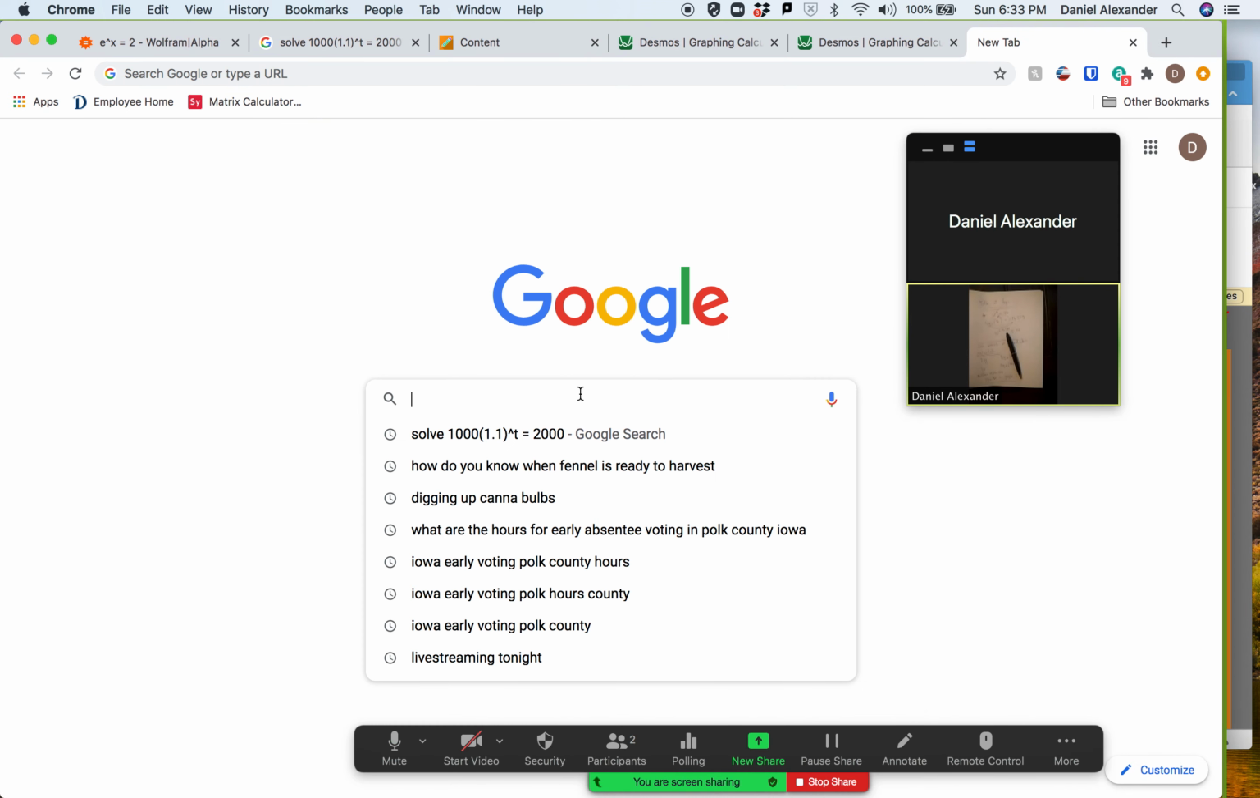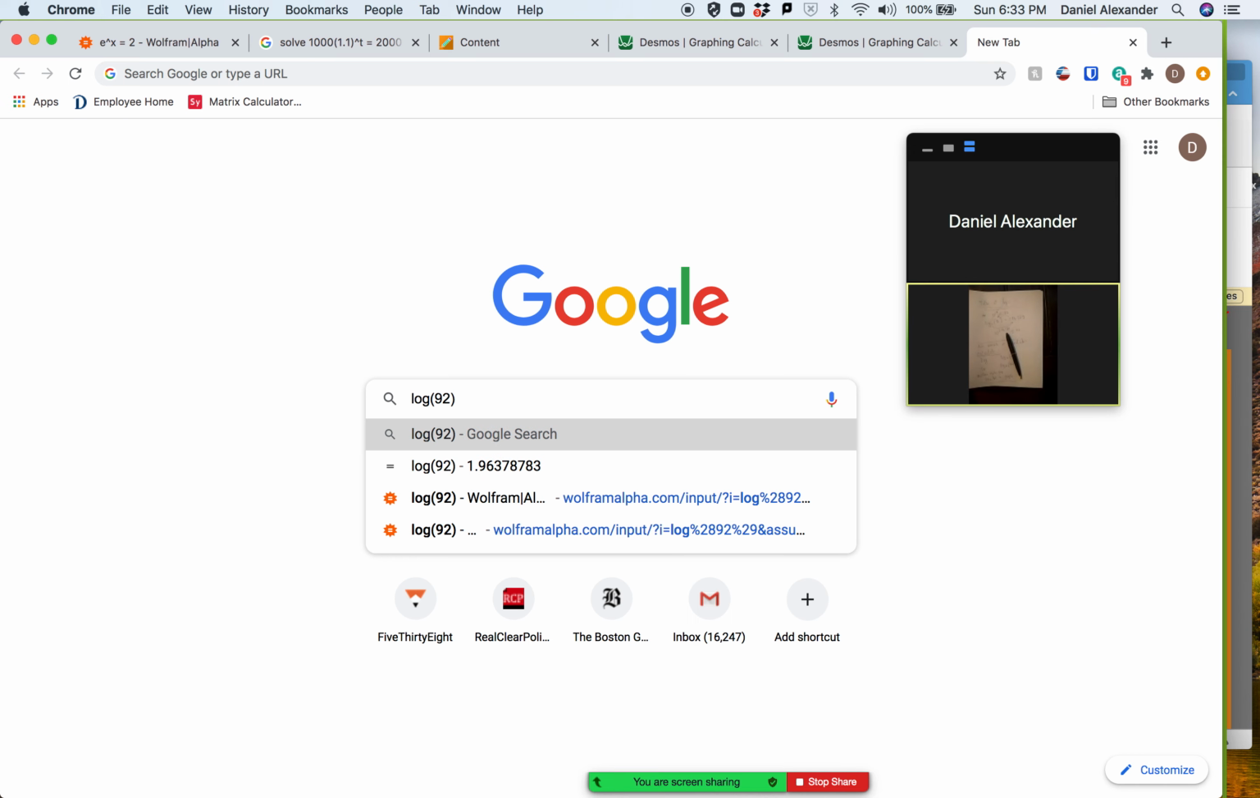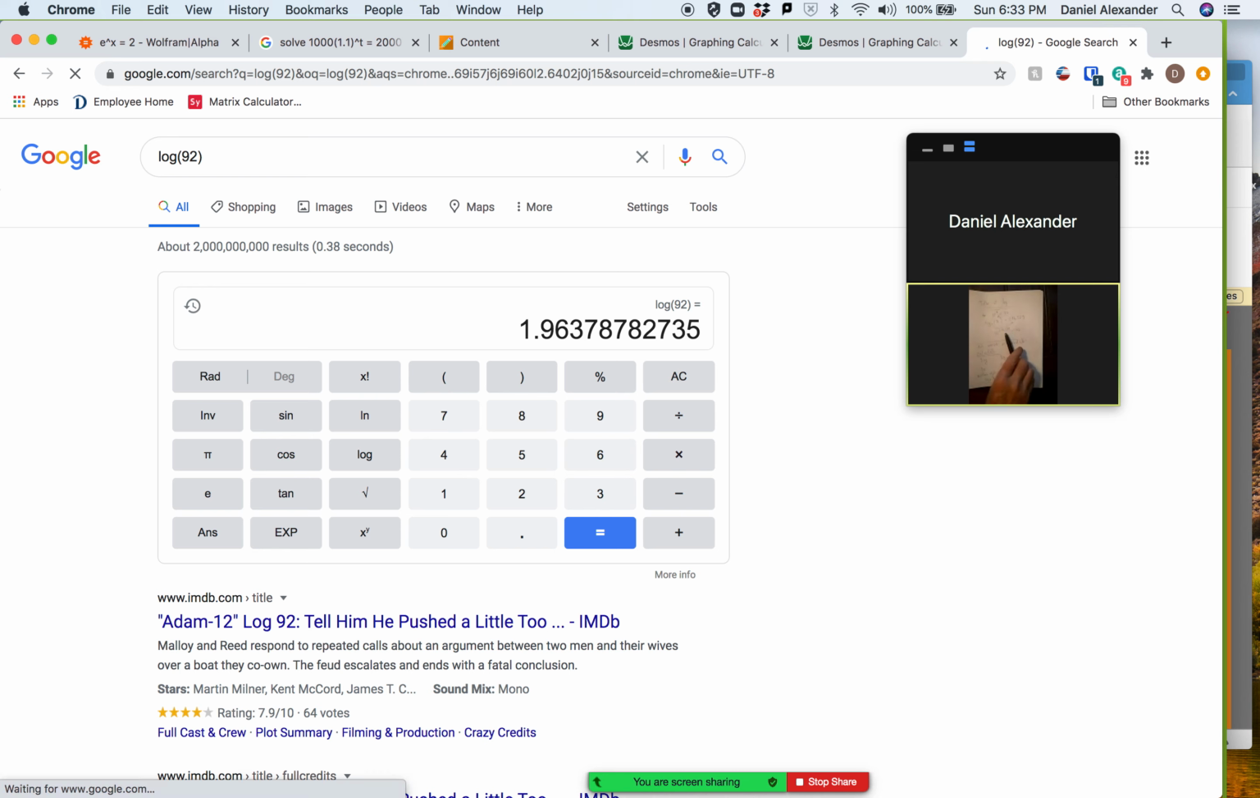Okay, so I'm going to go log 92, and you can see what it gives me. I'm just going to hit it, and it gives me the answer. So you can see what it is. The log is kind of easy to find. So what I'm going to do is give you a few numbers to practice with the log, and then you can come back.